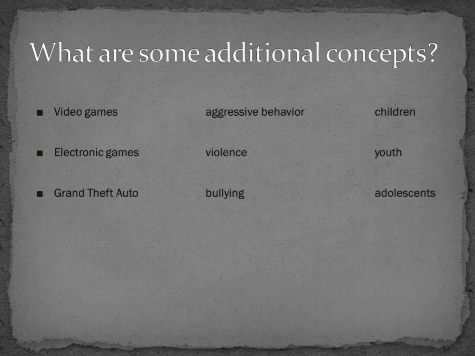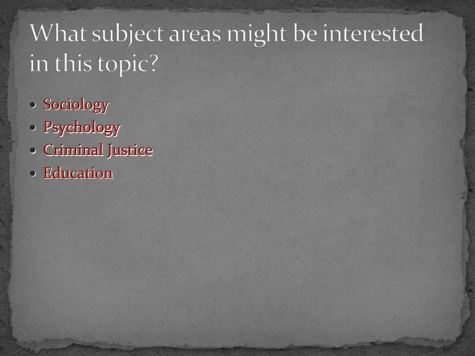Also thinking about your other concepts, so aggressive behavior, just thinking about synonyms, violence, or specific types of aggressive behavior, bullying. And then for children, just think of the different ways that you can iterate that population set. So children, youth, adolescents, you could say elementary age, you could say students, you could say any number of things to help cast that search net as wide as possible.